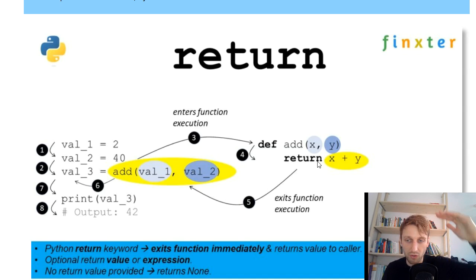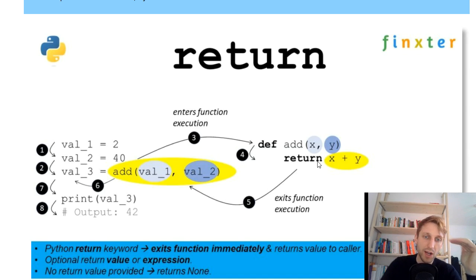A Python program goes from top to bottom, and then if you call a function like here, we start with value 1, we set it to 2, we set value 2 to 40, then we define a variable value 3 as the third step, and we call the function add. We pass in value 1 and value 2. At the time of execution, they have the values 2 and 40. So now the execution flow of the program jumps into the function. It checks the definition of the function add. The function add takes two arguments, x and y, set to value 1 and value 2 respectively.